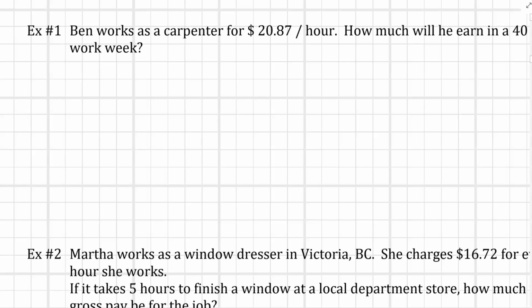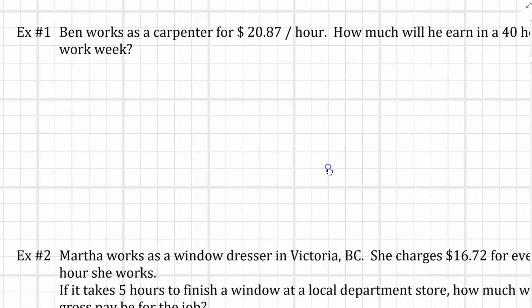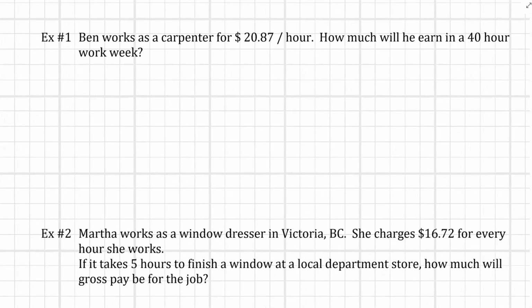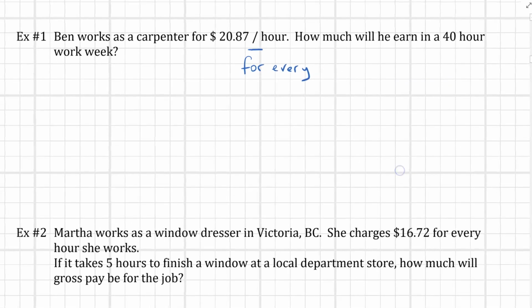The first example says Ben works as a carpenter and he makes $20.87 every hour. So I think it really does help when you see this like slash sign. If you use the words for every, you can even think for every hour or for 1 hour. So in 1 hour, Ben gets $20.87. How much will he earn in a 40-hour work week?